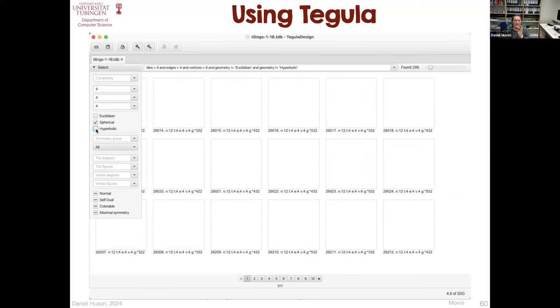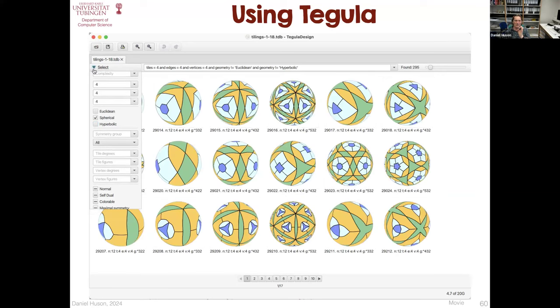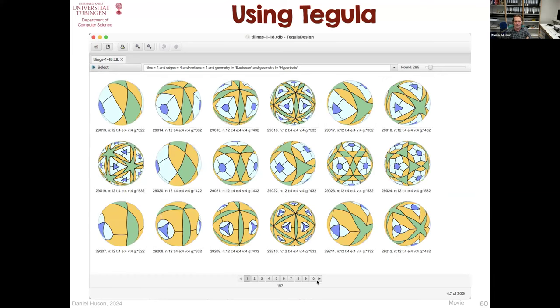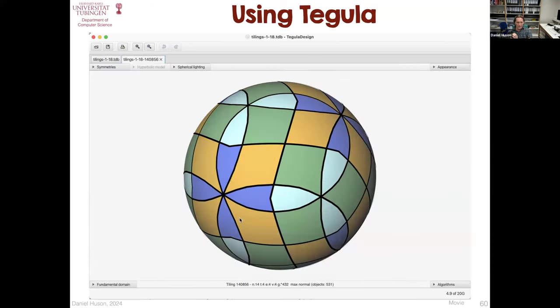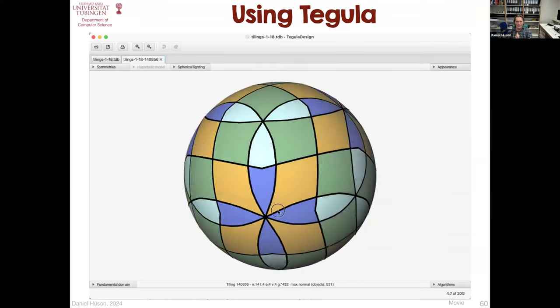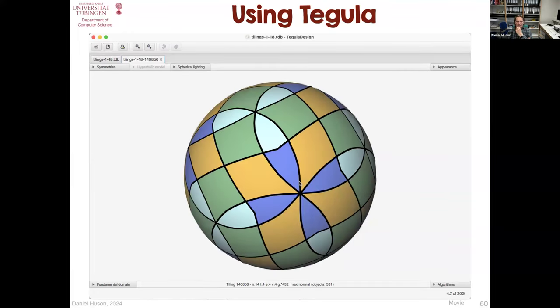So this is just searching in a database, finding everything that matches that. And then I can scroll through, look at all these tilings that have those properties. And then if I see one that I like, I can double click on it. And then it puts me into this editor where I can do different things. For example, I can look at the Delaney symbol, look at the symmetry group.